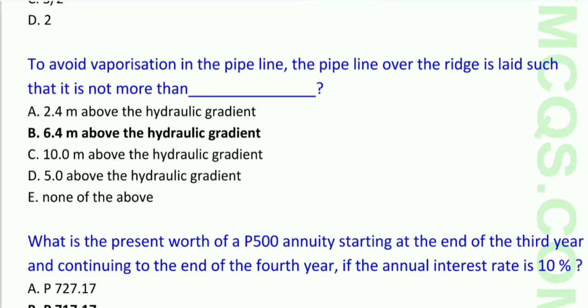Next question. To avoid vaporization in the pipeline, the pipeline over the ridge is laid such that it is not more than 6.4 meters above the hydraulic gradient.